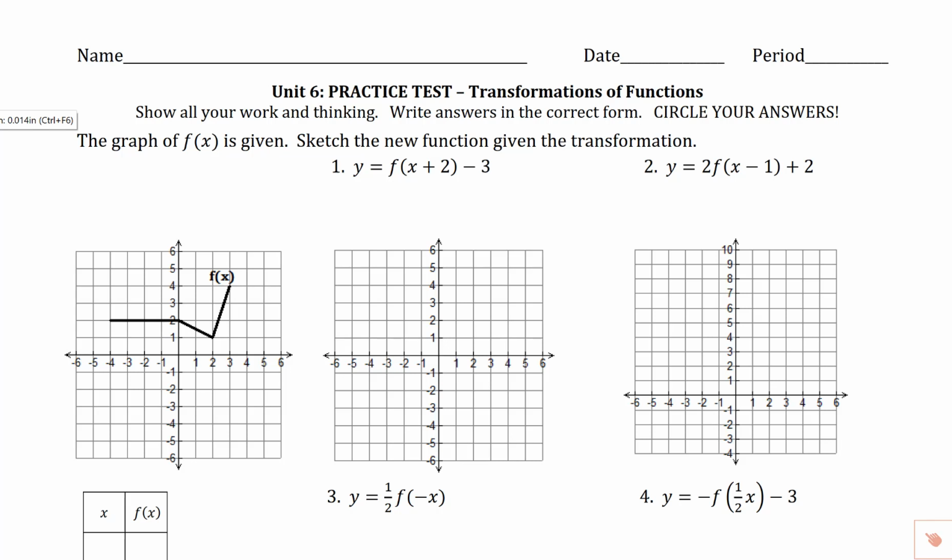We finished Unit 6, so we're ready to look at the practice test. All the normal instructions here, write your answers in the correct form and things like that. We've got the graph of f given right here, and it says sketch the new function given the transformation. So on number 1, here's the transformation, and we want to sketch this transformation over here. So we're going to take this graph, do those transformations to it, and then sketch them right here.